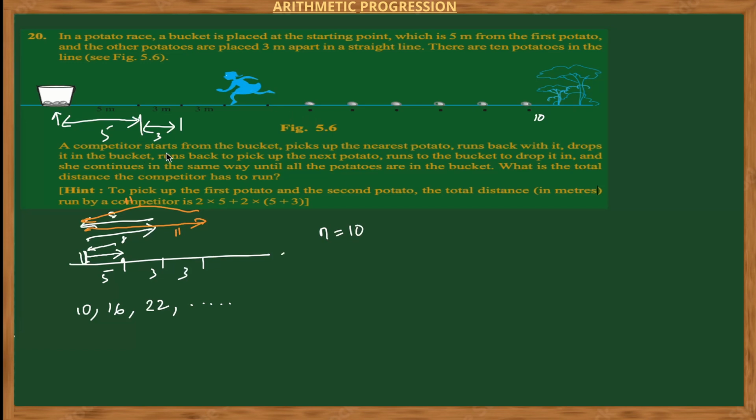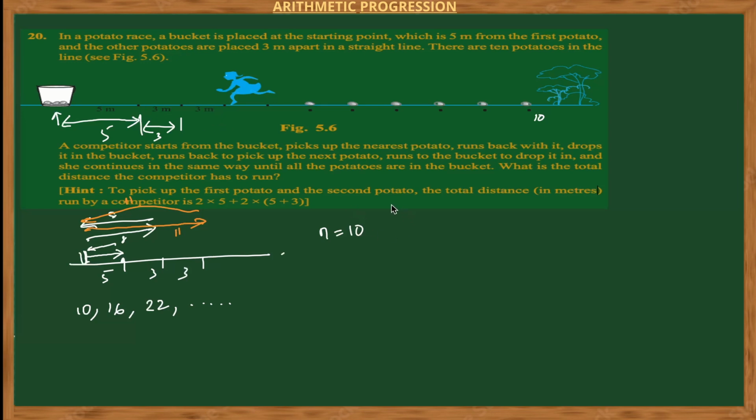So a competitor starts from the bucket, picks up the nearest potato, runs back with it, drops it in the bucket, and runs back to pick up the next potato. So it's like one round. If it is 5, it will become 10. Then if it is 5 plus 3, which is 8, going and again returning back, it will be 16. Okay, like this it will continue.